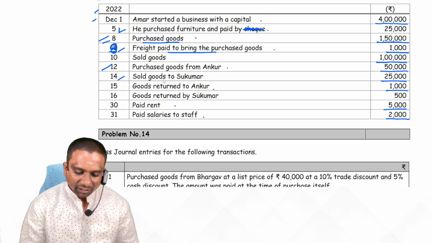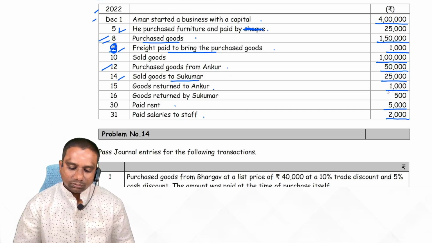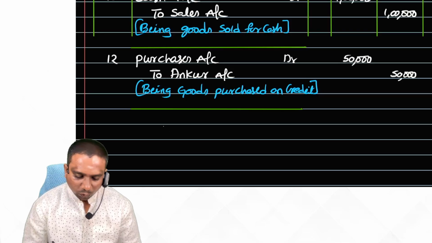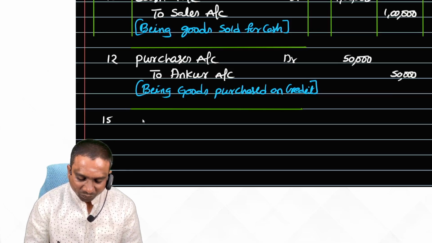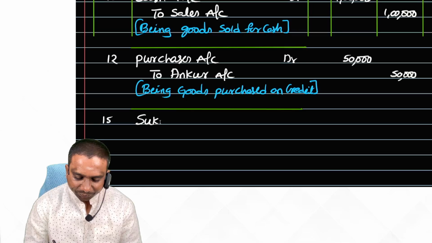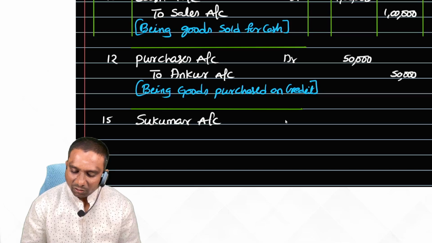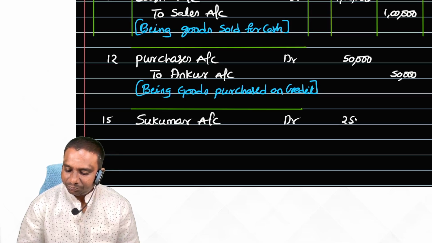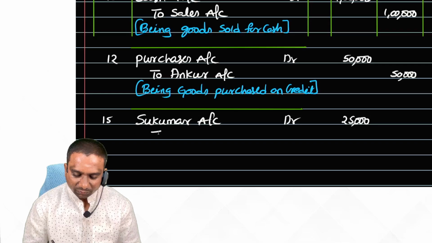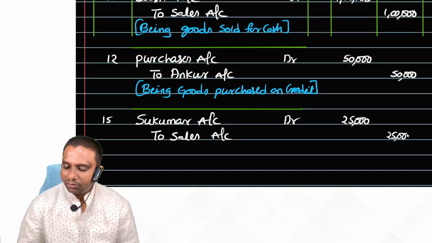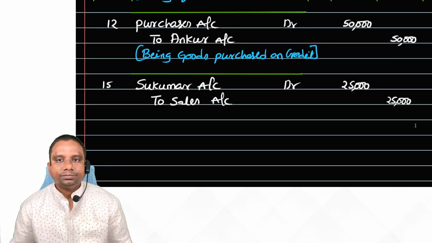Next. 14th date. Sold goods to Sukumar 25,000. What is the entry we record? Sukumar account debit. Just observe the analysis. Sukumar account debit 25,000, to sales account 25,000. Yes or no, students?